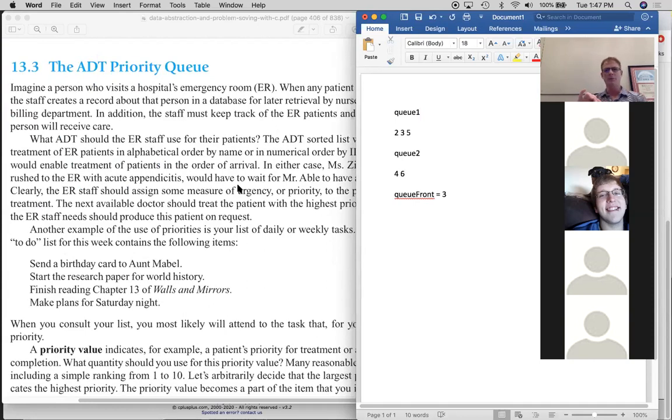So we're going to skip over that for now, because we're going to come back around to that. But let's talk about priority queues.